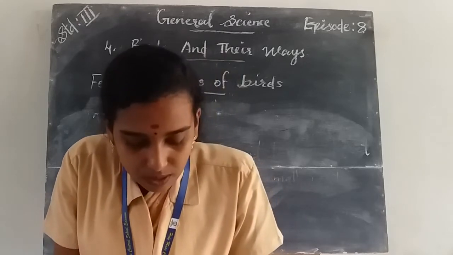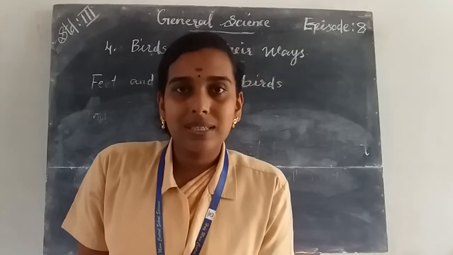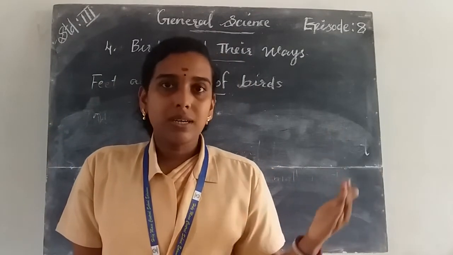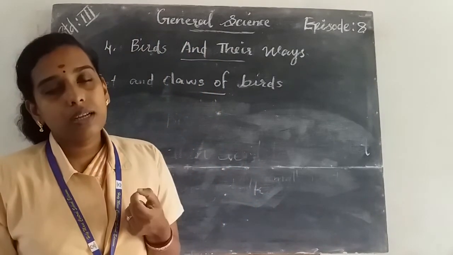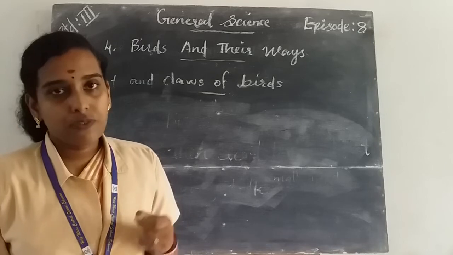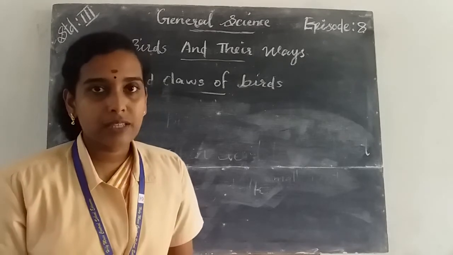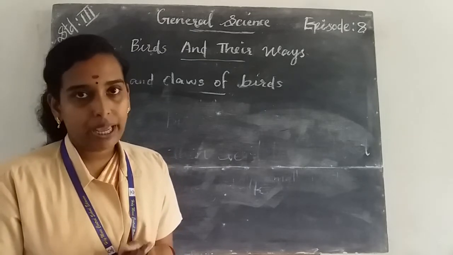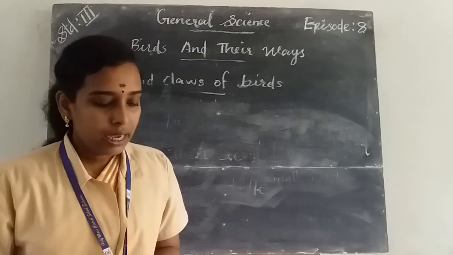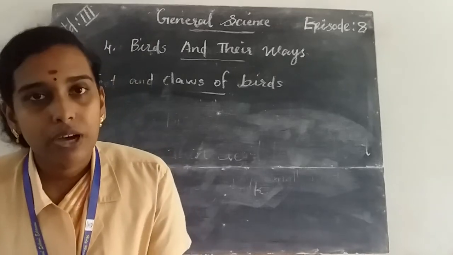And the next one is strong, sharp and hooked beaks. Strong, sharp and hooked beaks are seen on birds of prey. Such types of birds use their beaks to tear the flesh of other animals, and they prey upon animals like rats, frogs, snakes, etc. So such types of birds are called birds of prey. Examples of birds of prey are eagles, falcons, hawks.